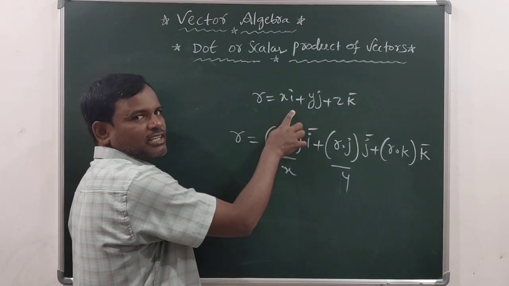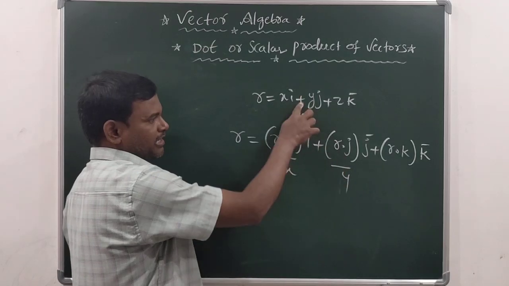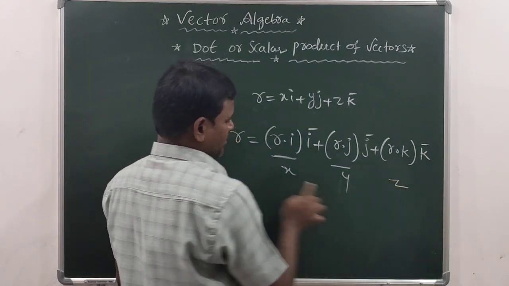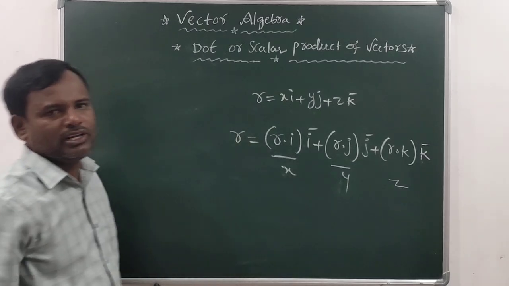R dot j, R is the resultant vector, you can take it like this, and j is a unit vector. Take the dot product of these two, you get Y only. Here Z. Now X into i, Y into j, Z into k, which becomes R only, no?